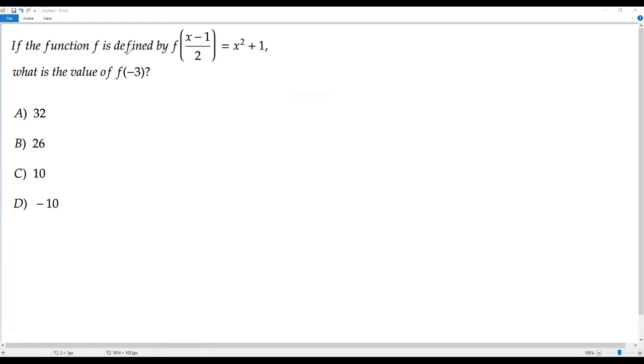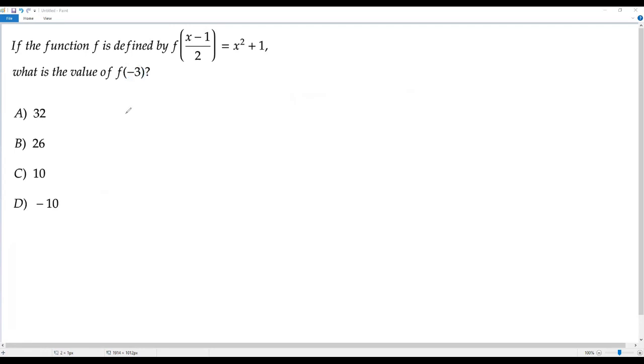If the function f is defined by f of (x − 1)/2 = x² + 1, what is the value of f of −3? Okay, let's compare this stuff. That is f of (x − 1)/2 and f of −3. At the place of (x − 1)/2, we have −3. So we can equate this to −3.